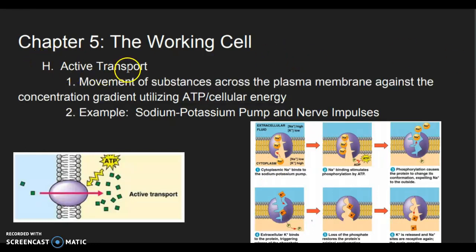Now, this is an example of active transport because none of this could have happened if this ATP was not present here.